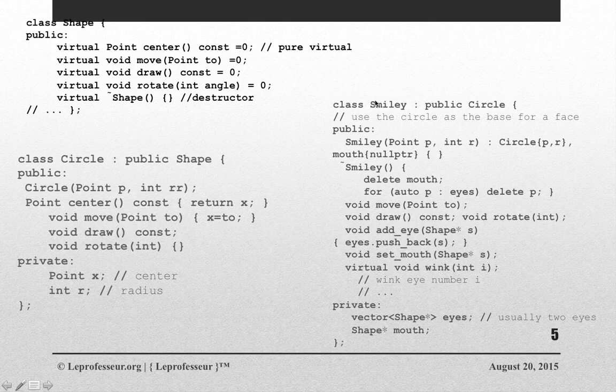Good. Now in case of a smiley face, we again define a draw function which is specific to a smiley face. So see how we have defined class hierarchies using abstract and concrete classes.